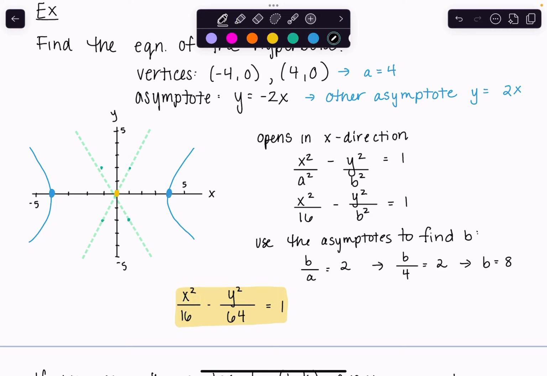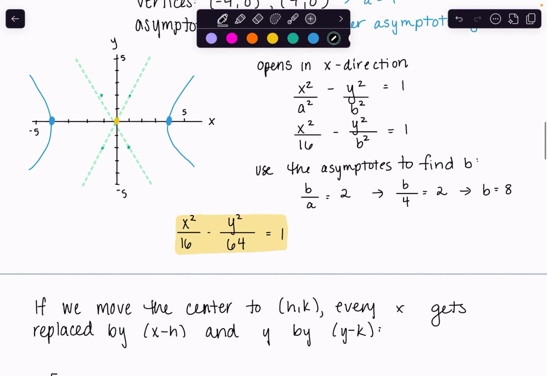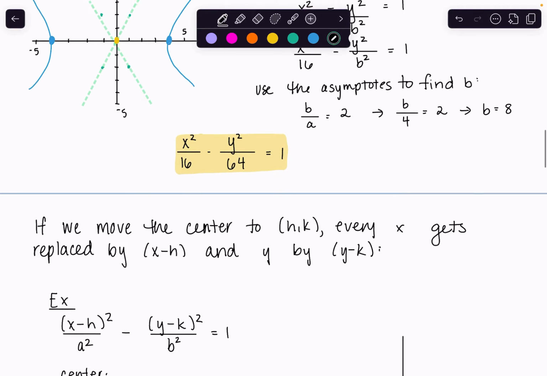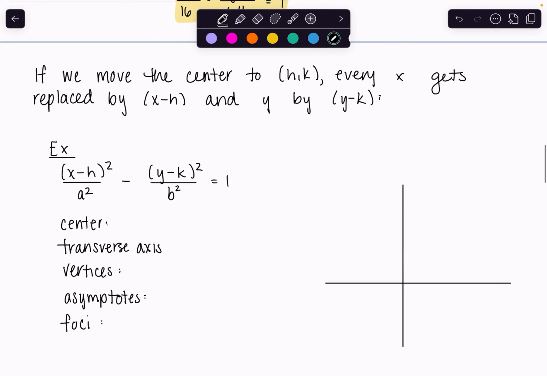So it's really nice when we do have the center at the origin. All that happens when I move the center to a different position is just like with a circle, all of your x's get replaced by x minus h, and all of your y's get replaced by y minus k. So I'll go through the formulas for if it opens in the x direction, and then we'll do an example with that. But the same idea is going to hold if it opens in the y direction. You just start from that center point and move those distances you need to. All of the key pieces still stay exactly the same.